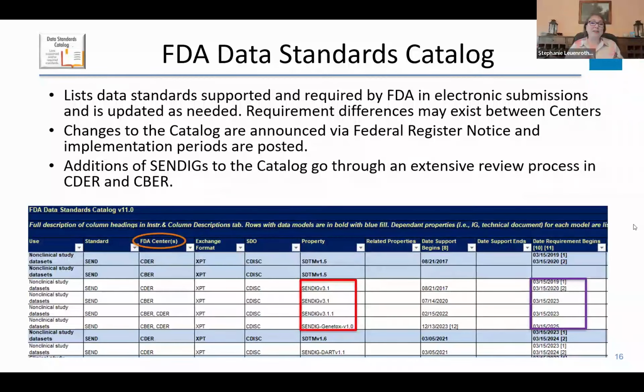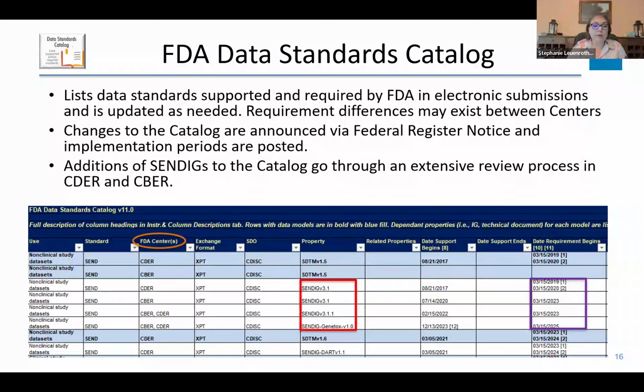Okay, so I've talked about the FDA Data Standards Catalog. This is available online. Basically, it's a large Excel spreadsheet, in fact, and so this can be updated as needed, as frequently as needed at any time. So again, any change needs to go through a Federal Register notice, and as you can see here, I've just shown the SEND IGs, or some of the SEND IGs here, and how this is structured.